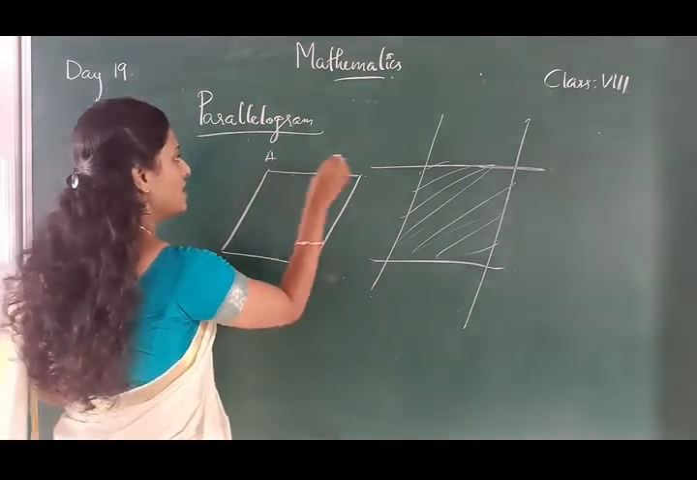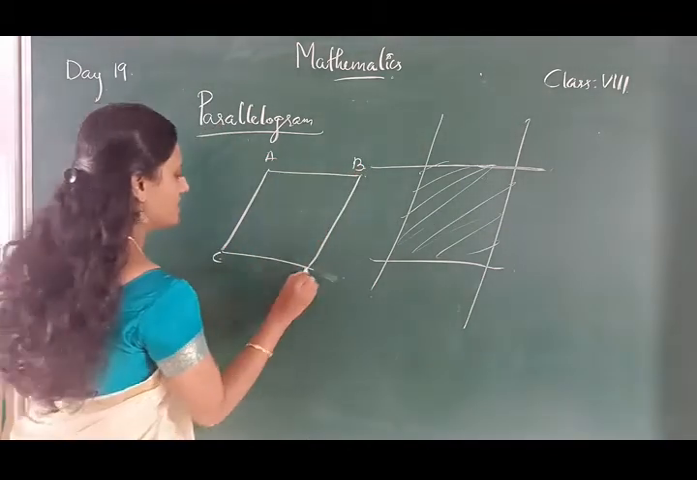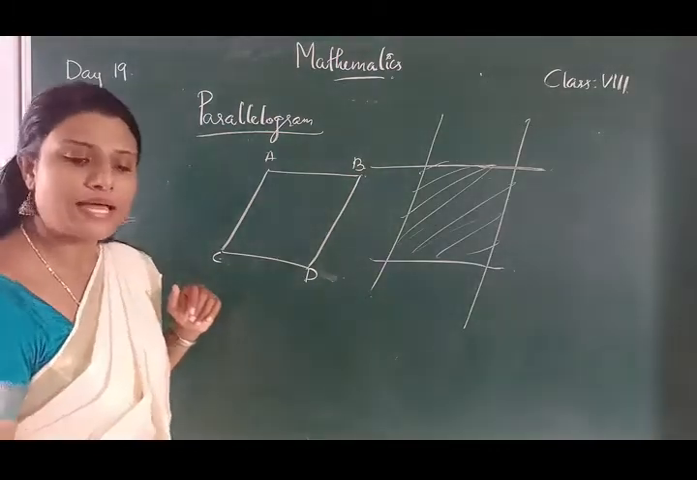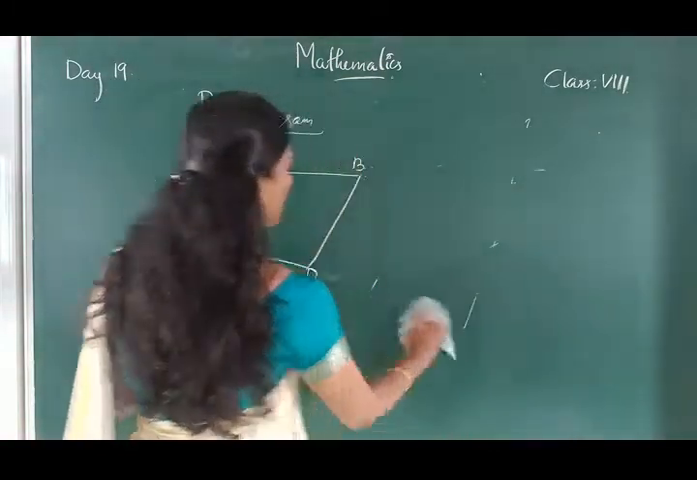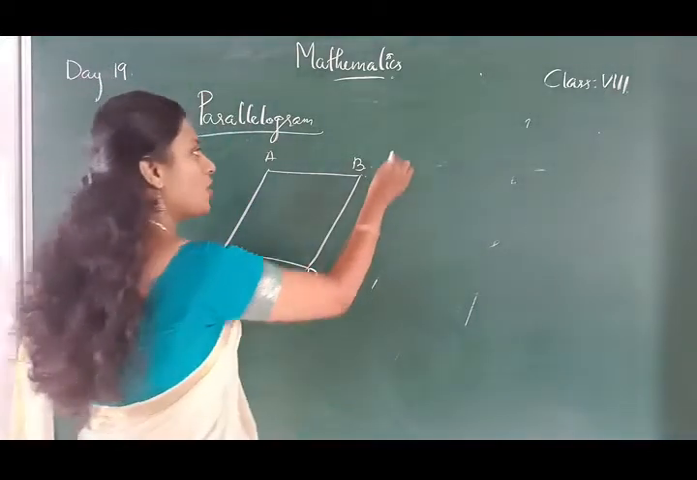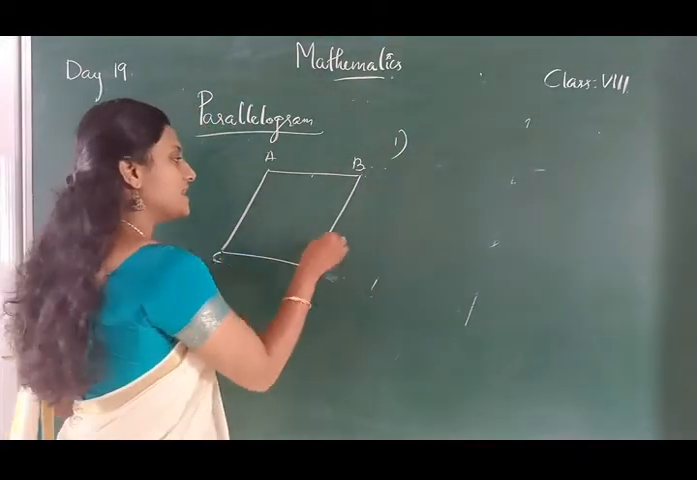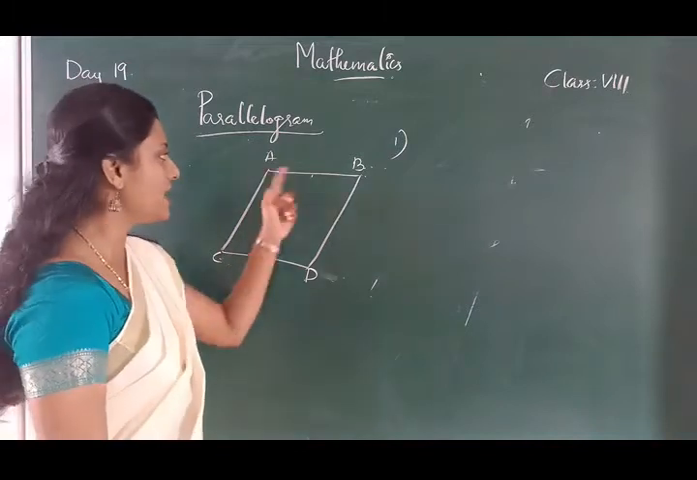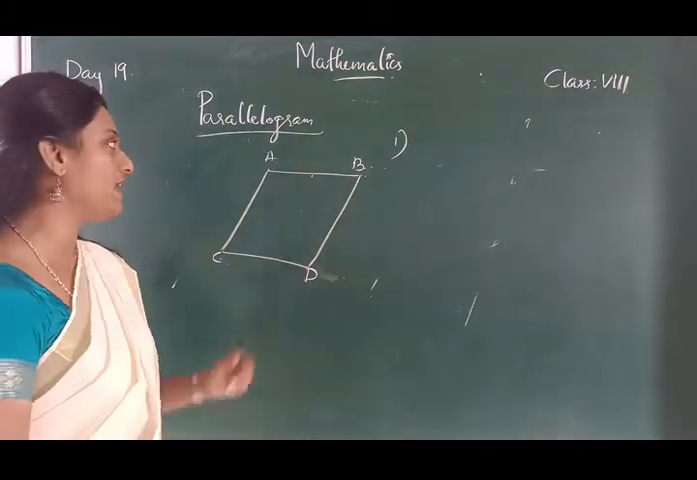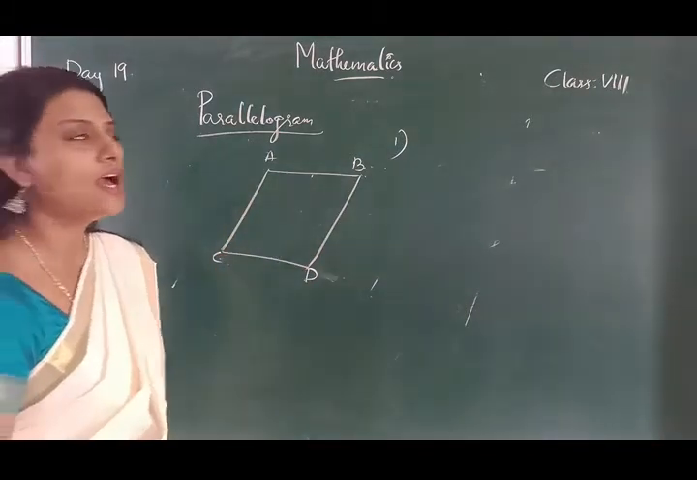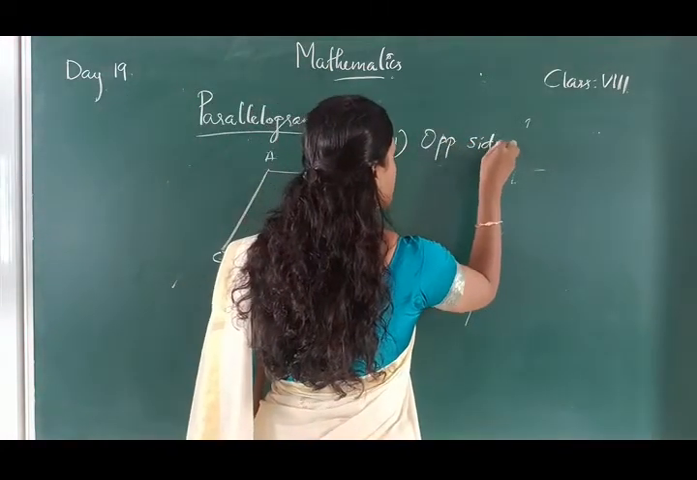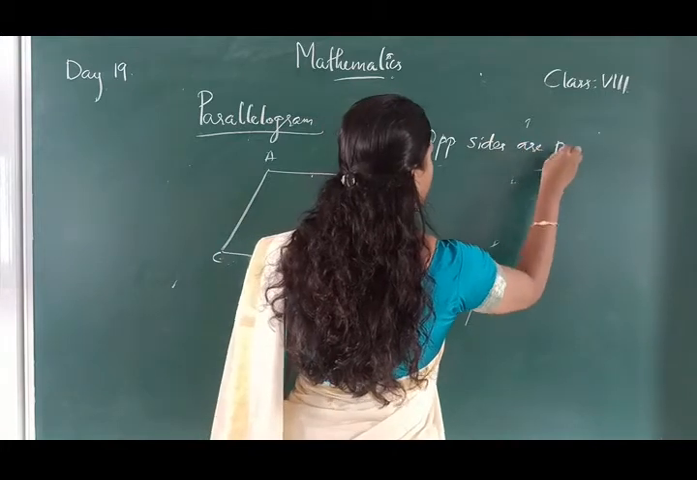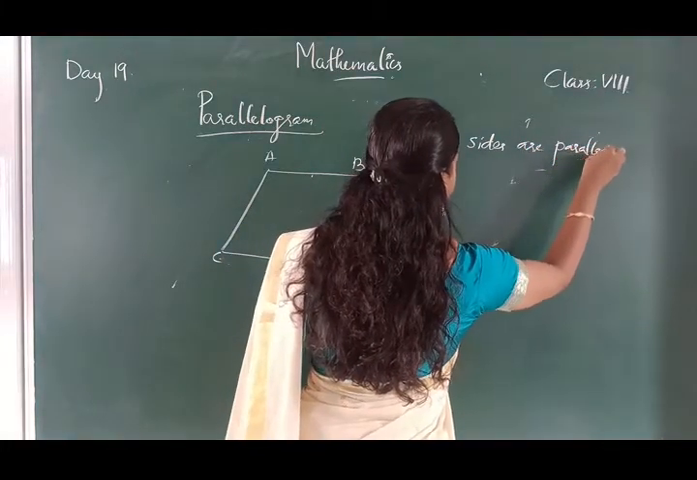So let this be A, B, C, D. This is a parallelogram. Now what are the properties of a parallelogram? What is the first property? First property is opposite sides are parallel. That is AB and CD are parallel, AC and BD are parallel. So the first property is opposite sides are parallel.